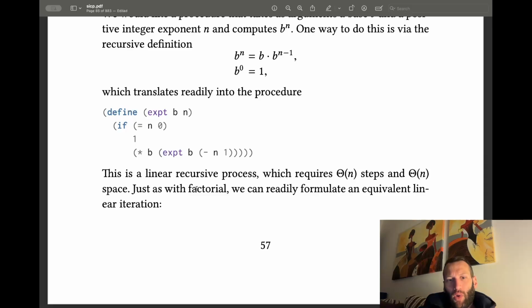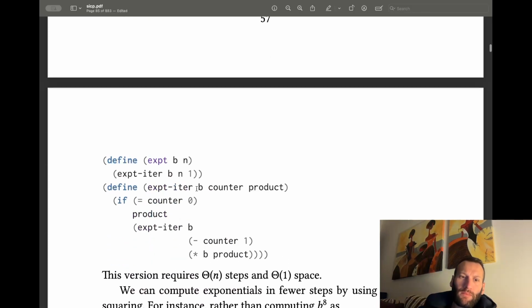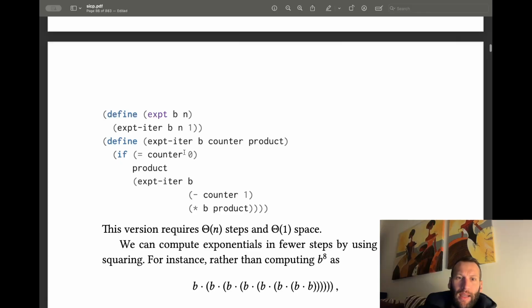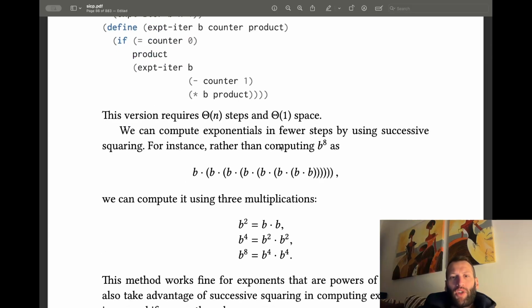Just as with factorial, we can readily formulate an equivalent linear iteration. Here we need to look at iter, and we have three arguments: b, counter, and product. This version requires theta n steps, so linear time, but constant space.